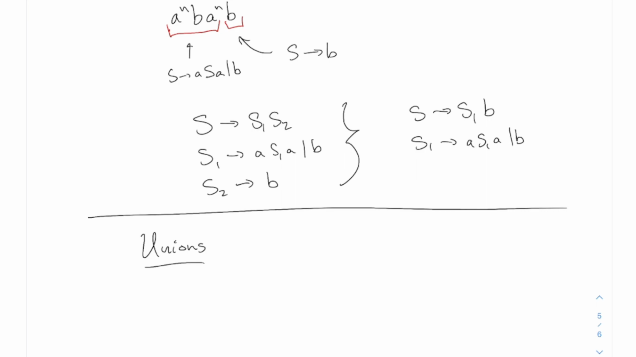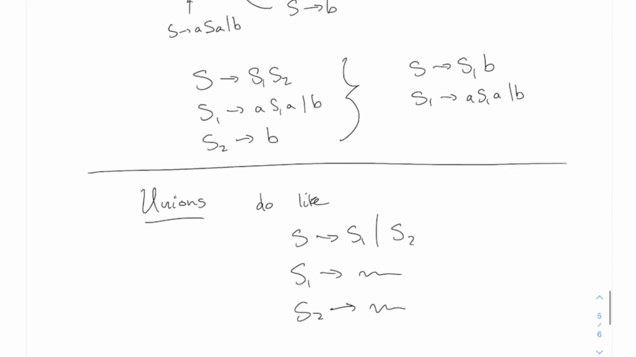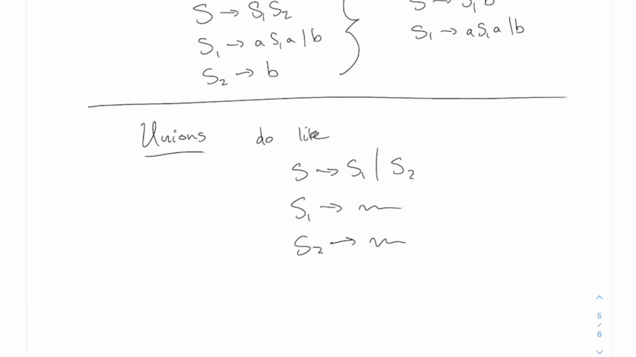Does that inspire anybody to say what the strategy should be? Yeah, so basically you do it like S goes to S1 or S2. And then you say S1 goes to whatever, S2 goes to whatever, right? So if you want a union, you figure out your two grammars for the two things which you are unioning, and then you union them, all right?